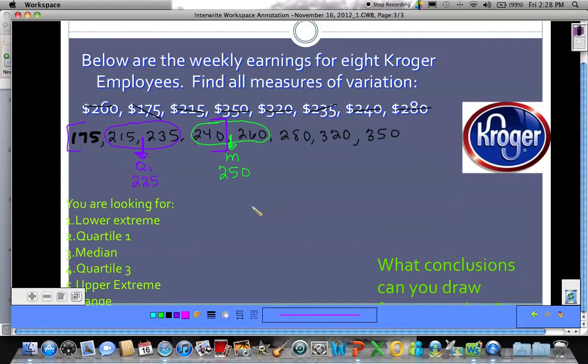Now I'm looking for the upper quartile. So that's going to be any number that is greater than the median, my upper half of the data. So I find the median of the upper half. Here are my two numbers. So I'm looking for the number that falls in between the two numbers. Add them, divide by 2, and that gives me 300. So my Q3, or my upper quartile, is 300.